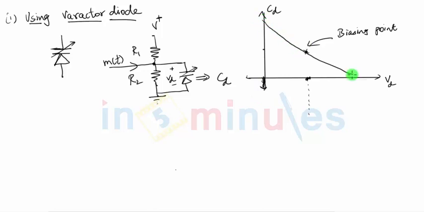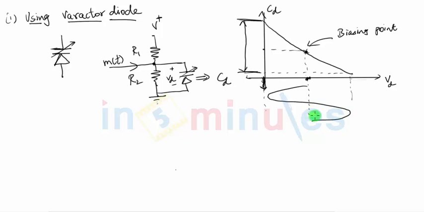You can see I can obtain a capacitance between two different values. This is the range over which the capacitance will change, and to obtain this, I'll have to vary m of t also over a range from minimum voltage to maximum voltage. As we vary the input signal m of t, the voltage will also change around this constant DC value, and as the voltage changes, you can see we will obtain a variable capacitance.